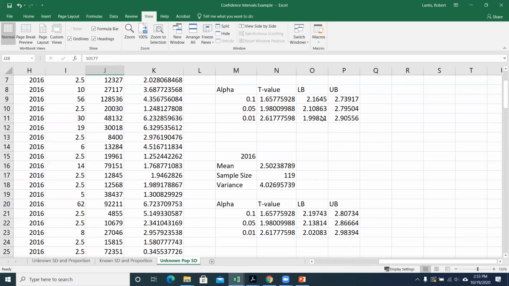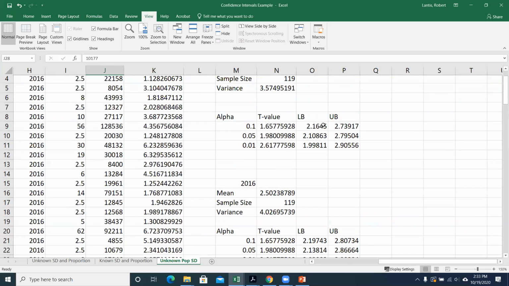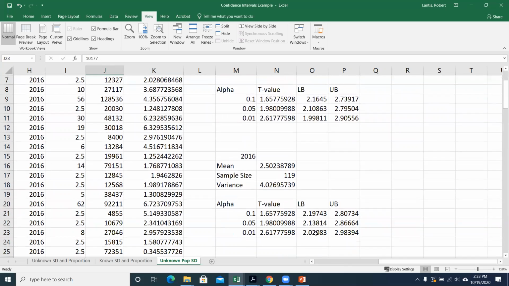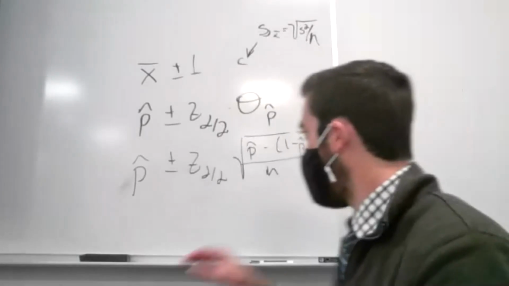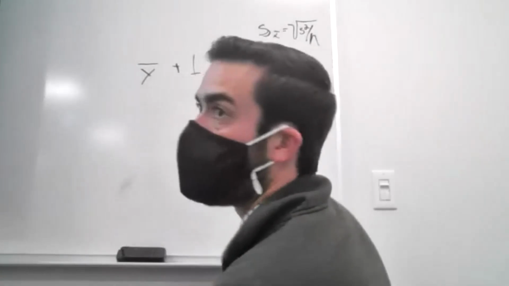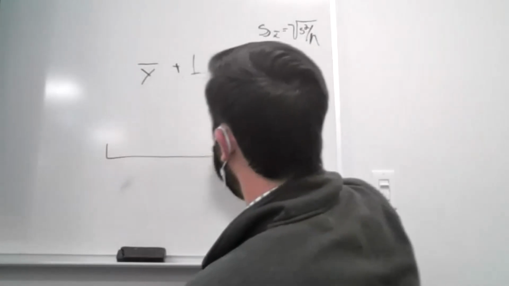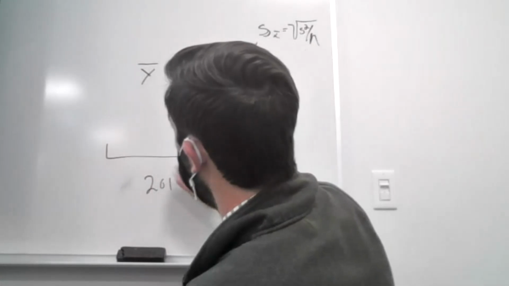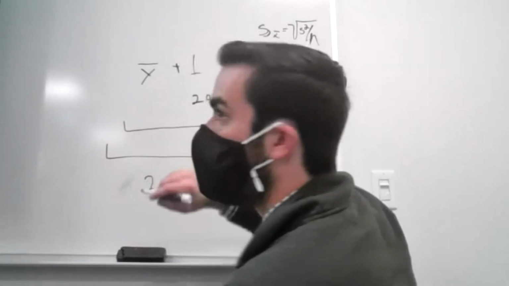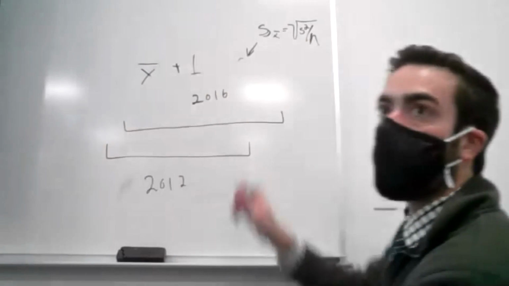So at the 99% level, in 2012, the number of drug deaths went from 1.99 to 2.9, so it was somewhere in that range. And in 2016, it was 2.02 to 2.98. So really what I have visually there, if I plotted those values out, they would have looked something like, here was 2012, here was the confidence interval for 2016. So they overlapped a lot.